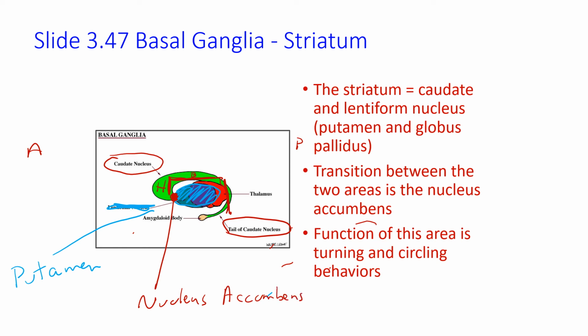We are going to see that these three areas, caudate, putamen, and nucleus accumbens, are all going to work together in motor system control for turning and circling behaviors. If you think about it for a moment, if you're walking one direction and all of a sudden you make a 90-degree turn, think about all of the different muscles and all of the different systems, balance, vision, all of that has to be coordinated. That's what this area does.